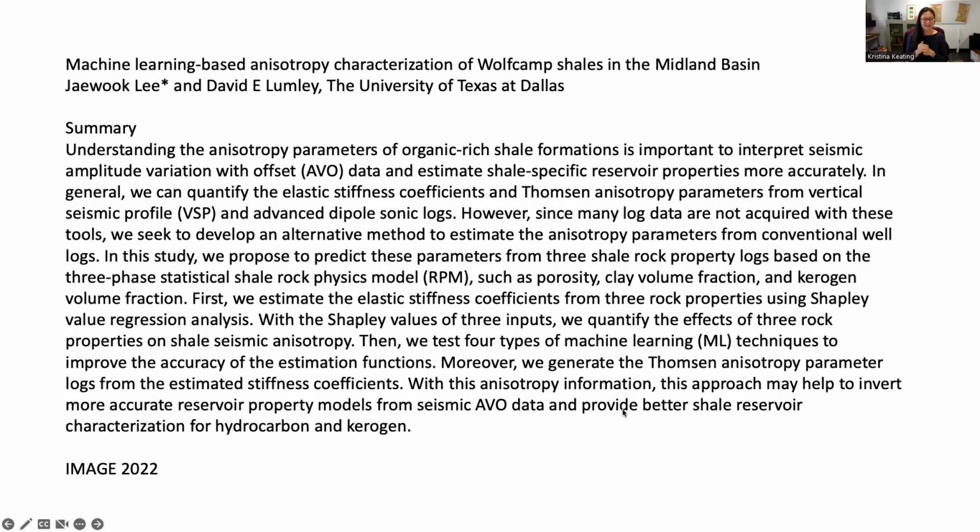First, we estimate the elastic stiffness coefficients from 3 rock properties using Shapley value regression analysis. With the Shapley values of 3 inputs, we quantify the effect of 3 rock properties on shale seismic anisotropy. Then we test 4 types of machine learning techniques to improve the accuracy of the estimation functions. Moreover, we generate the Thompson anisotropy parameter logs from the estimated stiffness coefficients. With this anisotropy information, this approach may help to invert more accurate reservoir property models from seismic AVO data and provide better shale reservoir characterization for hydrocarbon and kerogen.